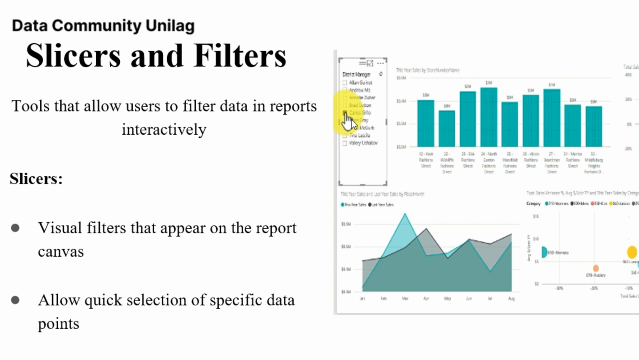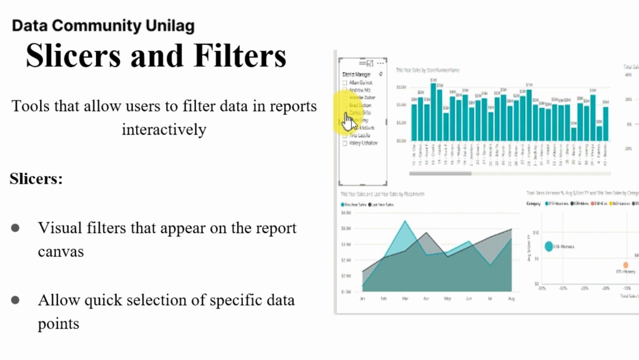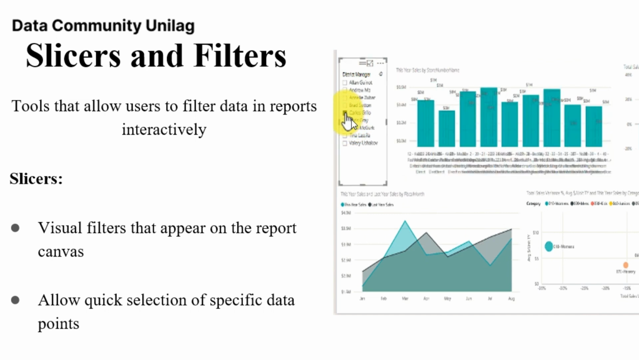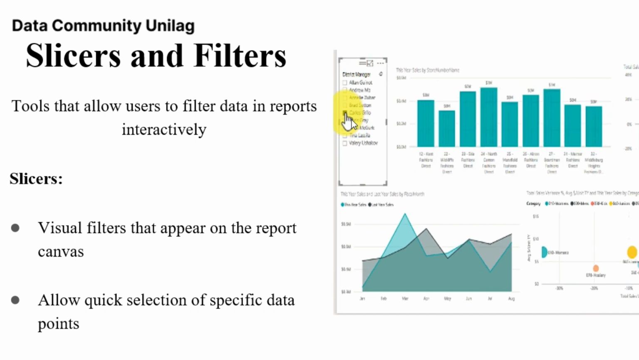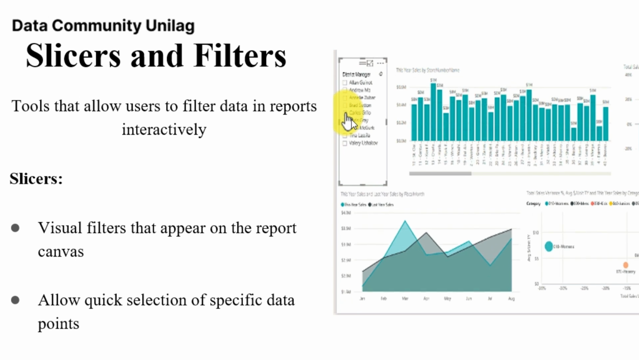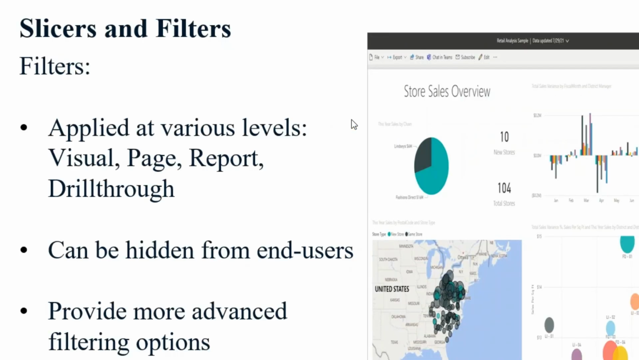Yefeso, and I get to know what he has done after creating my reports. Also, the examples we can have them in terms of drop down, checkbox, and date range. We also have filter. A filter is applied at various levels: visuals, page, reports, drill down, and can be hidden from end users, which I will show on the Power BI interface. It provides more advanced filtering options, and you can see it from this diagram here.